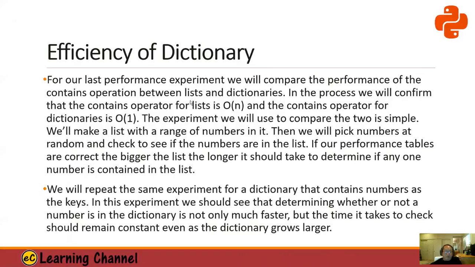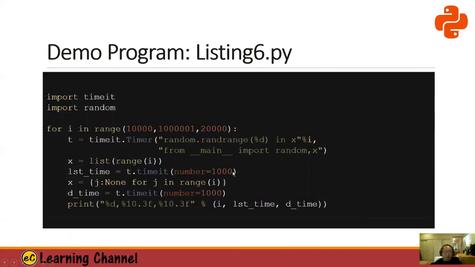But how come the contains operation in a dictionary can be faster? That means you have something hidden that you don't know. The experiment we are using to compare is simple. We will make a list, a range of numbers in there, and then pick a number at random. Then we repeat the same experiment for a dictionary that contains the numbers as keys, to compare the data structures' efficiency. So we make a dictionary with keys that are the same as the list data, and None as the value.